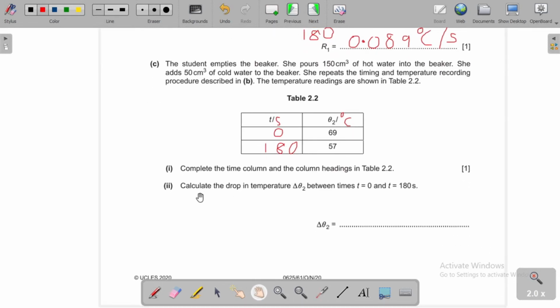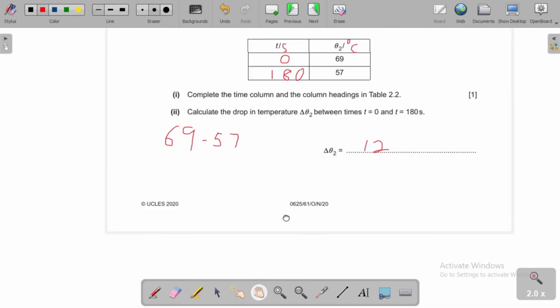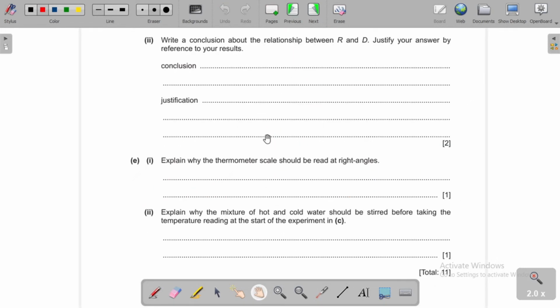We've completed it. Now calculate the drop in temperature, the same thing we calculated. So we have 69 minus 57, and that will give us 12. Let's go to the next question.